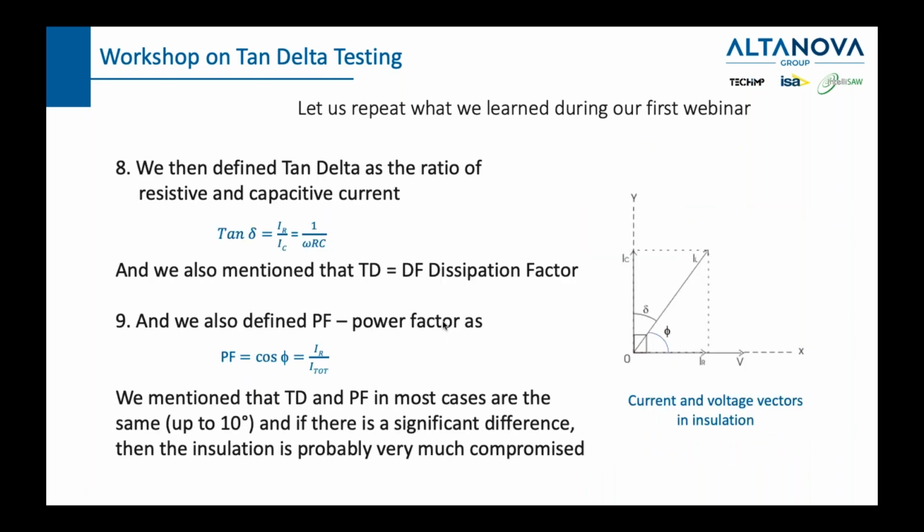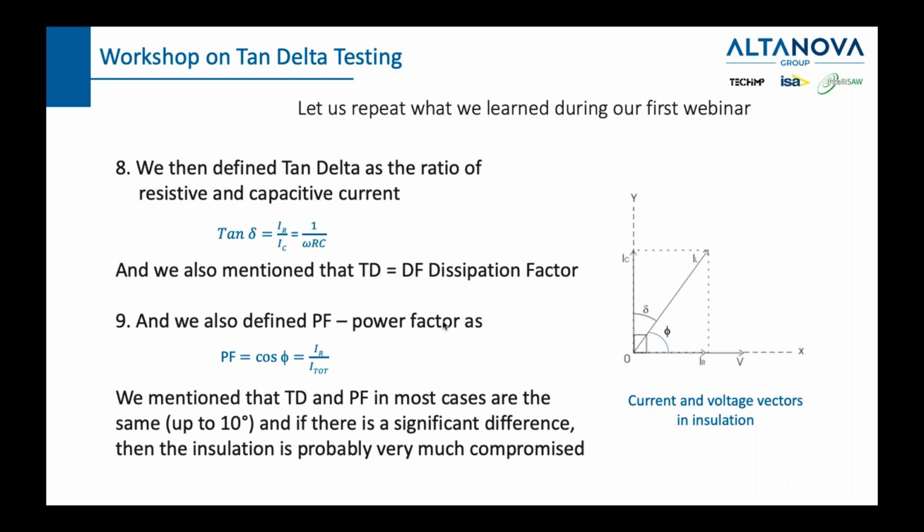Then we also said that TD is equal to DF, or dissipation factor. So sometimes we say TD, sometimes we say DF. I mostly use the name TD. And we also defined a power factor. Power factor is very similar to tan delta. Actually, up to 10 degrees, they have almost the same values. And the power factor is used as a name and as a notion in some countries like USA, Canada. I also saw that being used in Vietnam. And in general, these two names are almost synonyms.